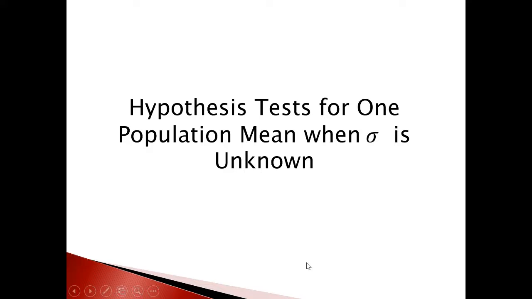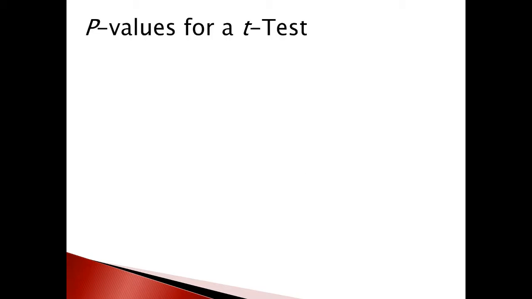Hey everyone, I am going to discuss hypothesis tests for one population mean when sigma is unknown. Let's get started. On this slide we are going to see p-values for a t-test. If we let t0 be our observed value of the test statistic t, then we can determine the p-values.